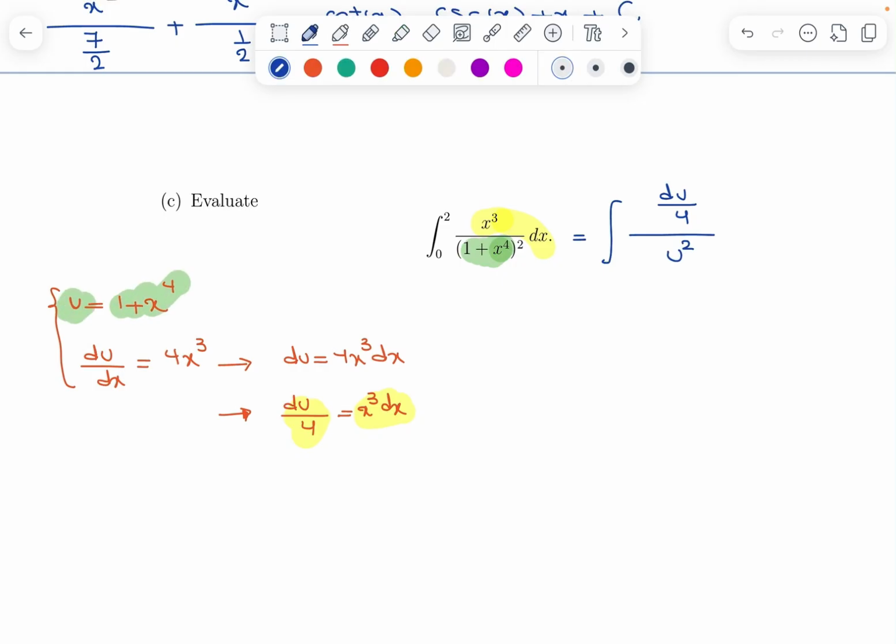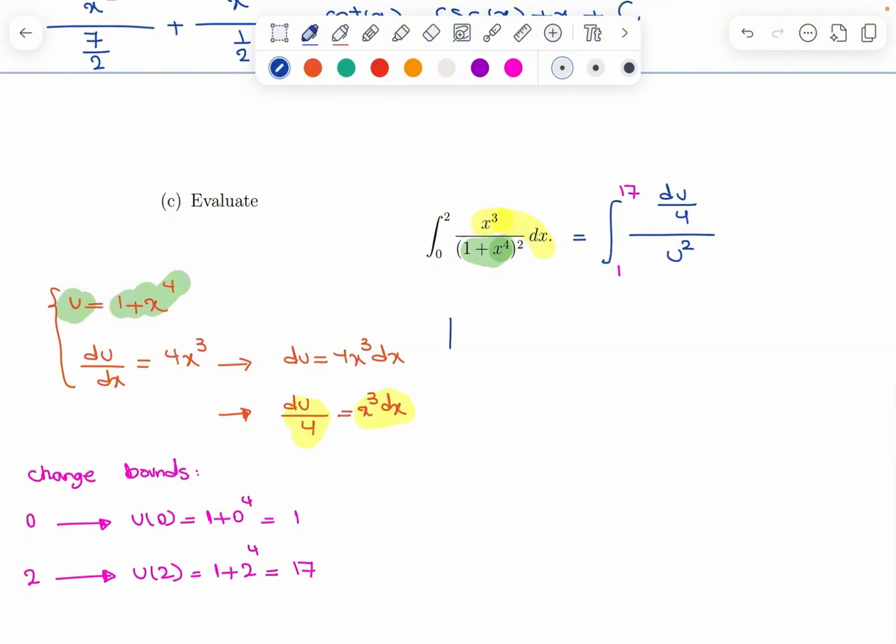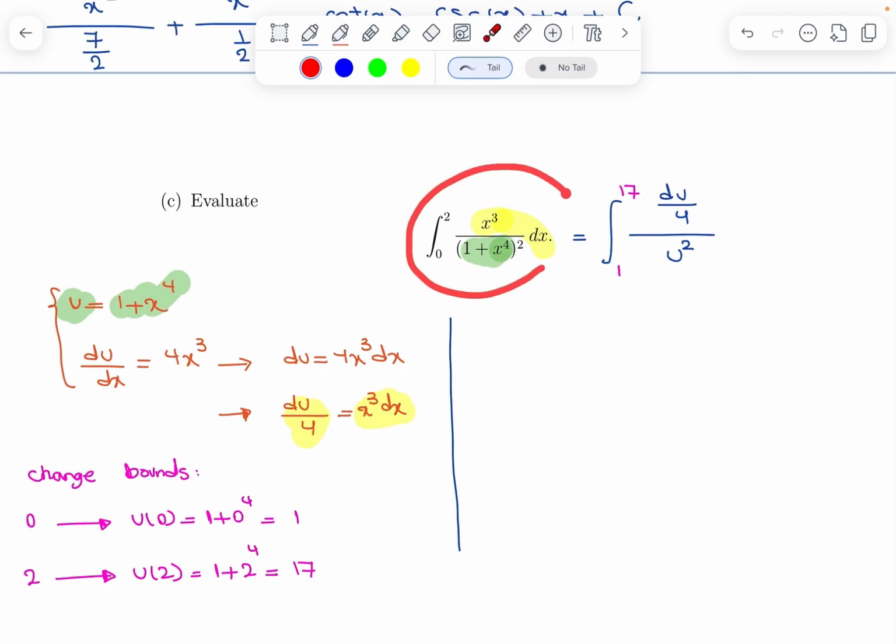But what about the bounds? We must change the bounds as well. So the lower bound is 0. The new lower bound would be u at 0, which is 1 plus 0, which is 1. So therefore, the lower bound would be 1. The upper bound is 2. Therefore, the new upper bound would be u at 2, which is 1 plus 2 to the 4th, which is 17. So therefore, this definite integral can be considered as another definite integral in terms of u.